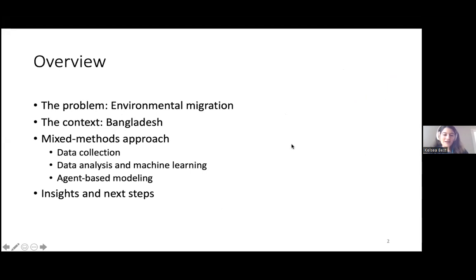All right, so quick overview. I'm going to be covering quite a few different methods and covering them quickly. But the main idea of this talk is that when we're dealing with really complex socioeconomic challenges like environmental migration, then using multiple methods in combination can be a really powerful approach.